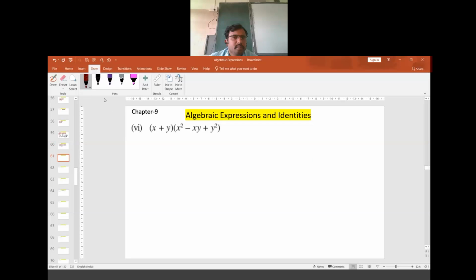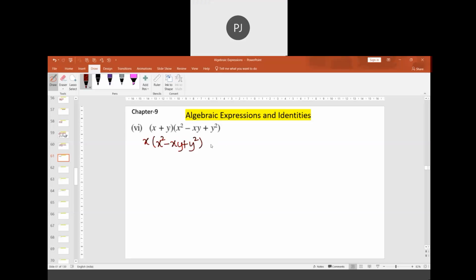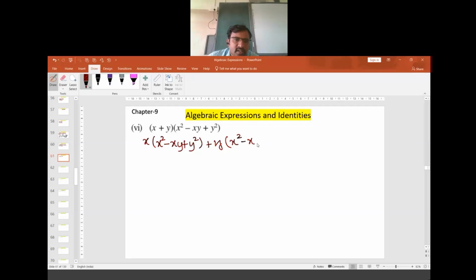Now moving on to the sixth question. Here x plus y is to be multiplied to the trinomial x square minus xy plus y square. When we multiply, we get x times x square minus xy plus y square, plus y times x square minus xy plus y square.